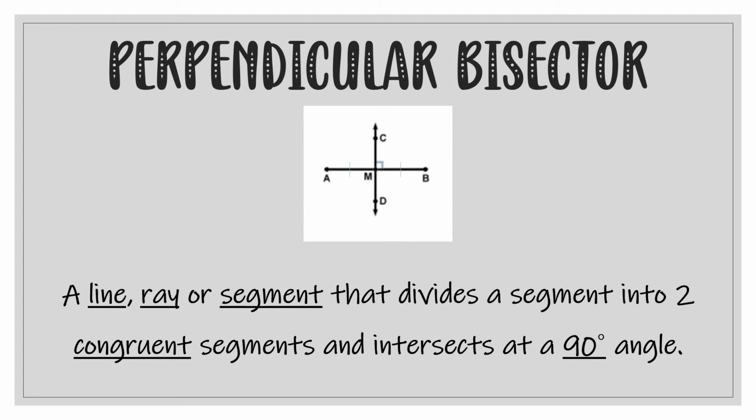A special type of segment bisector is the perpendicular bisector. So it essentially does the same thing, except the line will be perpendicular to the segment, which means it'll be a 90-degree angle. So you can see line CD cuts through point M. AM is congruent to MB. And you can also see that little box right there by M, and that indicates that it's perpendicular. So it cuts it at 90-degree angles.